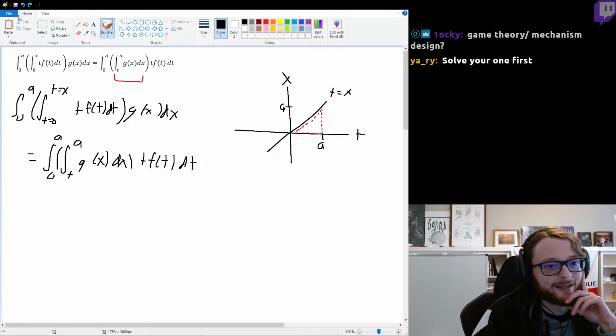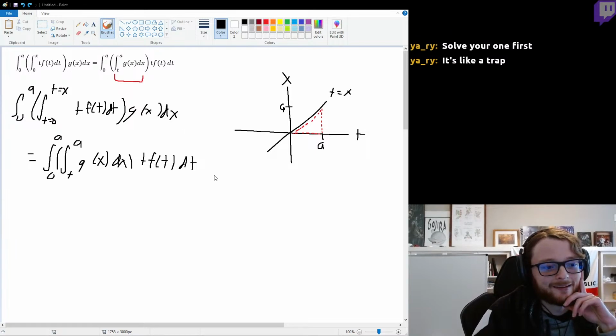It's like a trap. I think I know the technique. Oh, yeah, sure. Please do, Lockie.